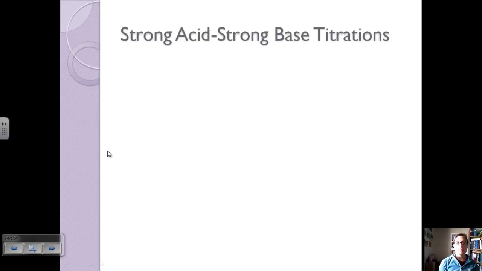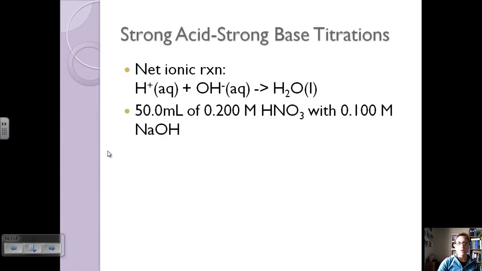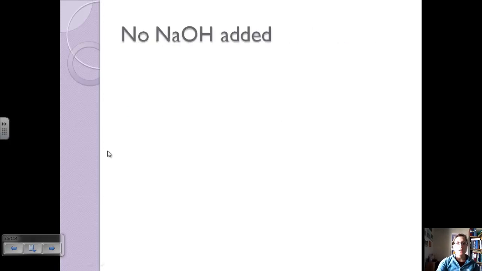Okay, so first of all, we're going to look at a strong acid, strong base titration. So we know that strong acids and strong bases completely dissociate, and so that gives us a net ionic reaction of just the H+ and the OH- producing water. So let's say that we have 50 milliliters of a 0.2 molar nitric acid with 0.1 molar sodium hydroxide. So strong acid, strong base. We're going to go through this in steps, looking at what happens to the pH as we add more NaOH, and we're always adding it to the original solution. So in this case, we could take those points and plot them and get our pH curve.